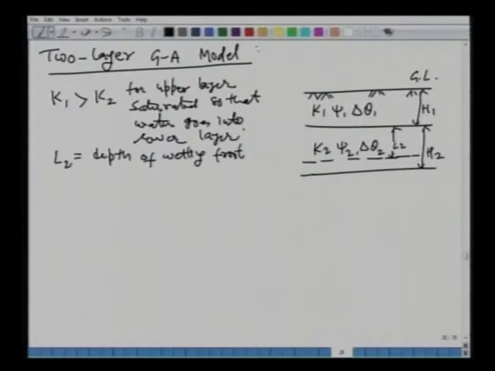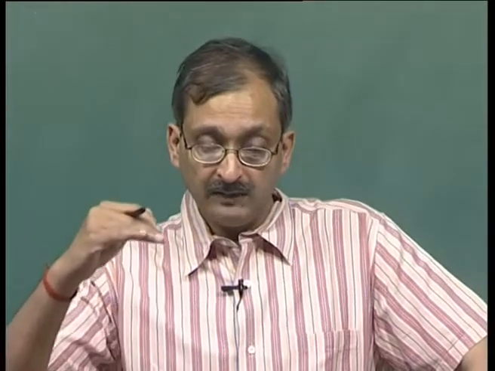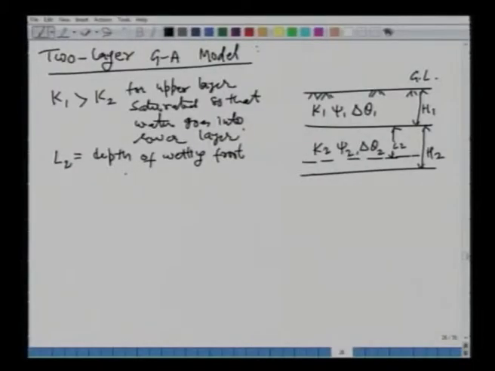Okay. Depth of wetting front means what? The upper layer is completely saturated, that is to say, the wetting front has completely penetrated the first layer and now it has gone into the second layer. And L2 is the depth of that wetting front from the interface between these two types of soils. So, in other words, we say that the limits of this L2 are such that it is less than H2, but greater than 0, so that it is in the second layer. And let me define this as the wetting front.